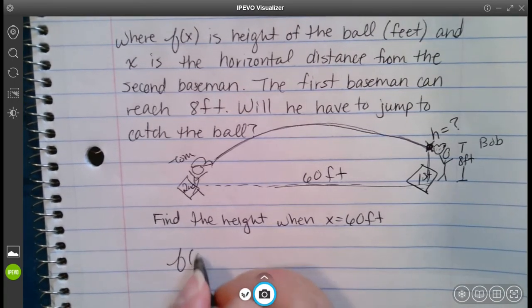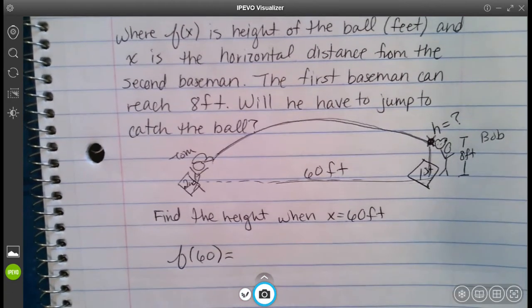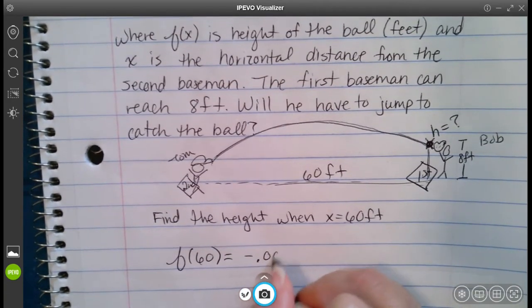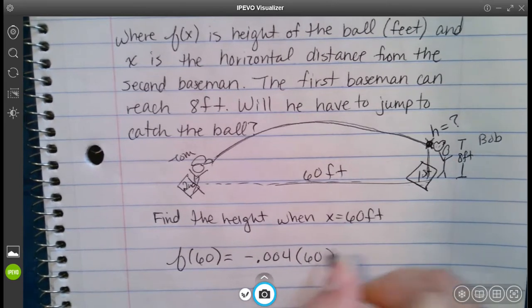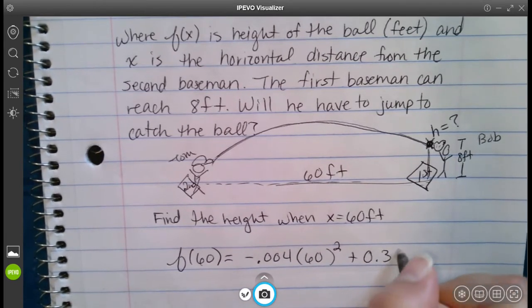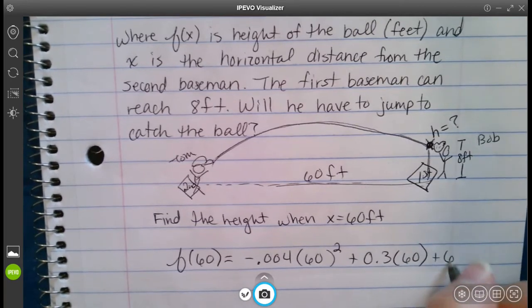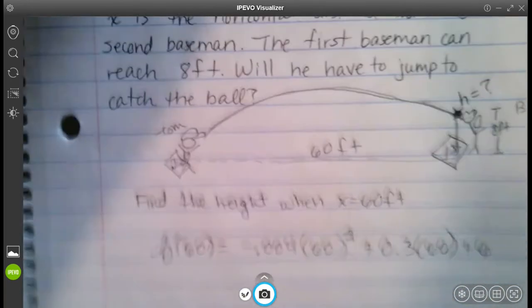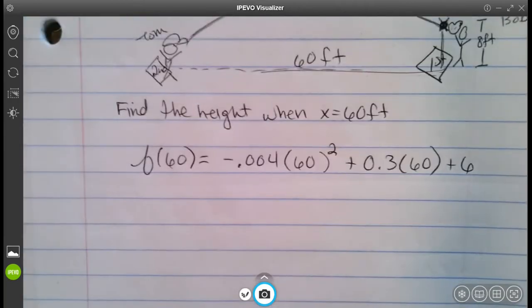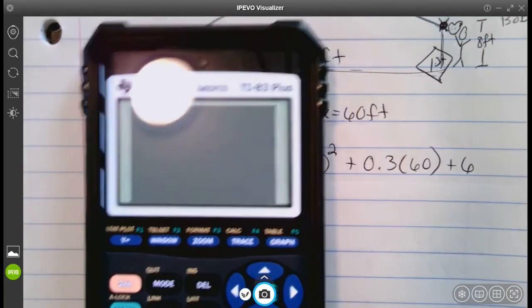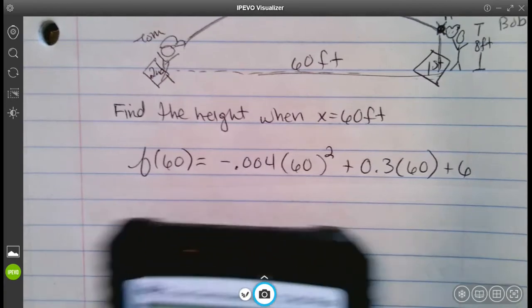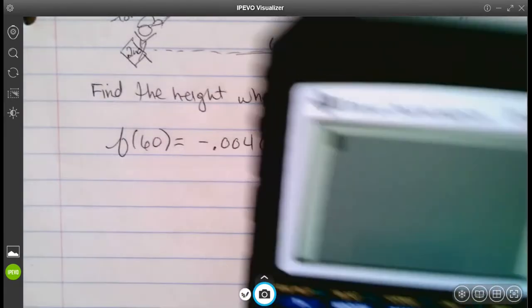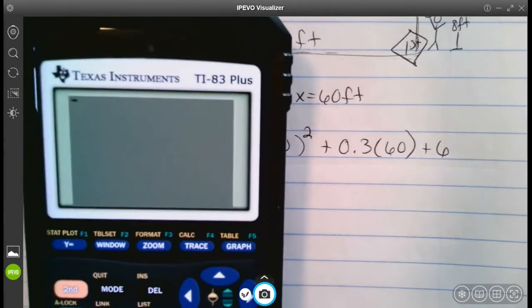So f of 60 is equal to all this: negative 0.004 parentheses 60 squared plus 0.3 parentheses 60 plus 6. And obviously for this one, you might definitely want to use a calculator. I'm going to pull out my handy dandy TI-83 again and show you how to do that. Hopefully it works fine. We're just going to plug all that in. Let me try to get all this on the screen.